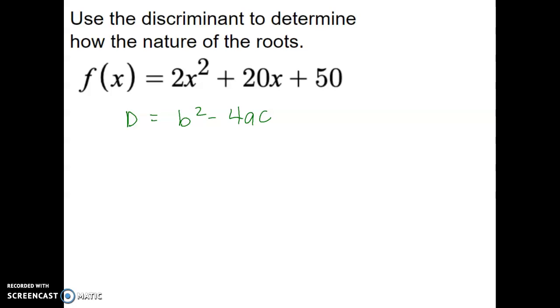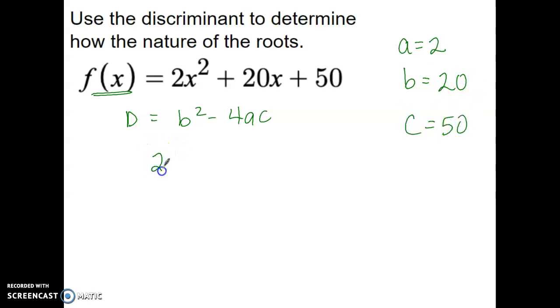So again, first thing, make sure everything's on one side. Now remember, f of x is the same thing as y. And we're plugging in 0 for y because we want to solve this out and figure out what's going on. So f of x should be the only thing on one side. If it's not, we want to move everything else away and make sure everything's on one side, and it is here. A is still the number in front of x squared, so that's going to be 2. B is still the number in front of x, so that's going to be 20. And C is the constant by itself.